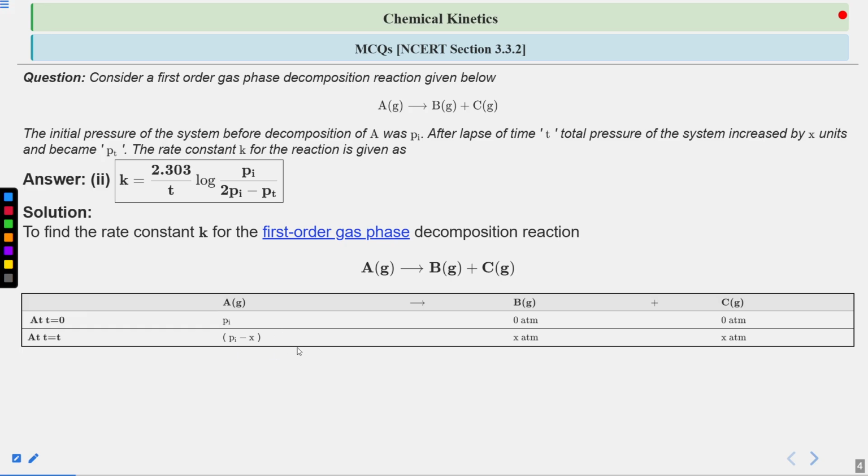Okay. Also, it is already mentioned in the question that after the lapse of time T, the total pressure of the system increased by X units. That means the products have X amount of pressure each. That's why the system is increasing by X units of pressure. Okay, so this is the description of what is happening for our given first order gas phase decomposition reaction at the initial time and at time T.